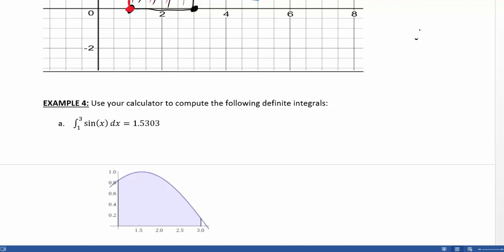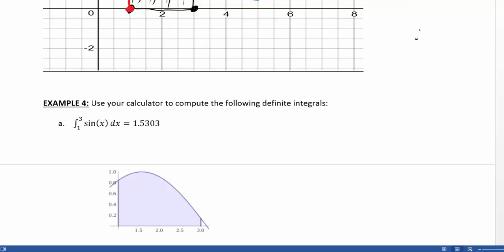Example 4. Use your calculator to compute the following definite integrals. So we have 3 definite integrals here, and we want to practice plugging these in to make sure that we can get the area under the curve using the right syntax. In the main Blackboard folder, under Chapter 5, there's some links to some YouTube videos for various TI calculators that will instruct you on how to calculate the definite integral. You can also Google it, or if you have your manual, you can look that up as well. So, use your calculator to compute the following definite integrals.